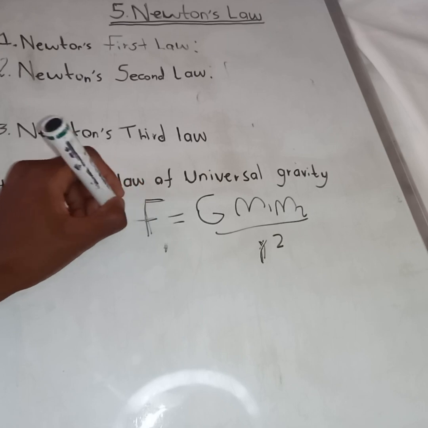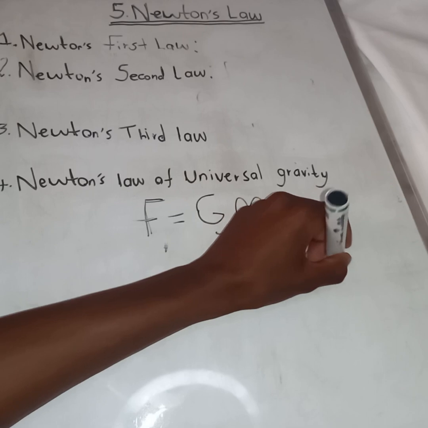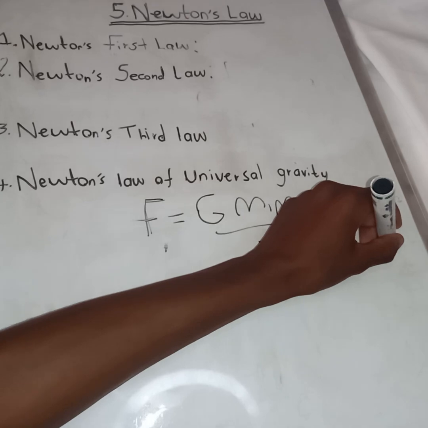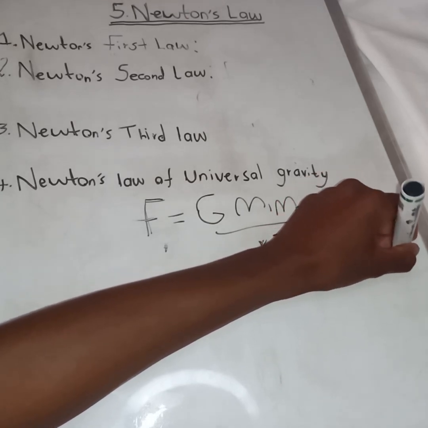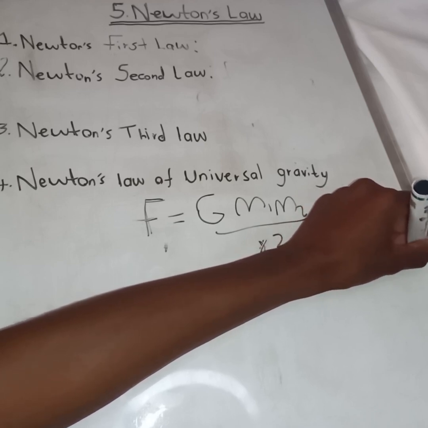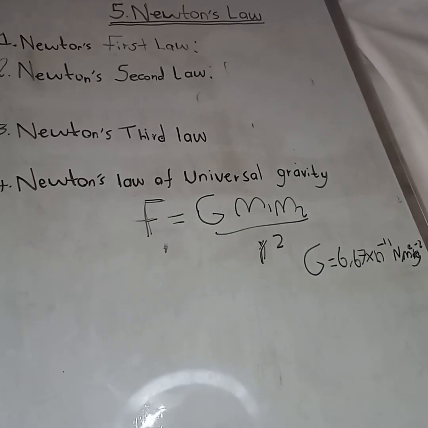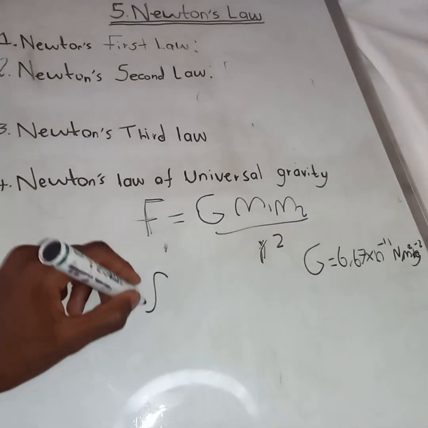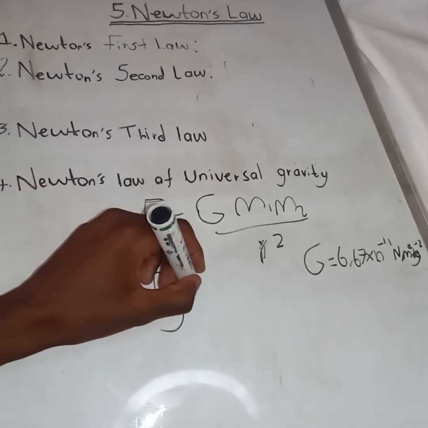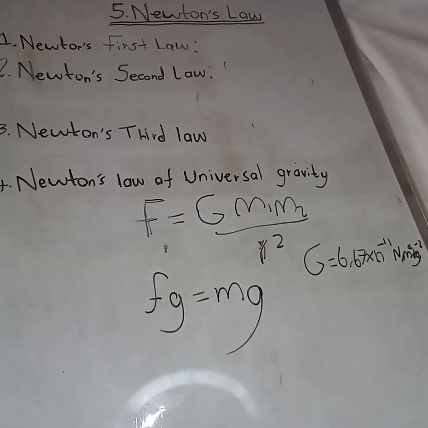So F is the force, and G is the gravitational constant. G is equal to 6.67 times 10 to the power negative 11, with SI unit m squared kg negative 2. Now, another formula that you should familiarize yourself with when dealing with Newton's law of gravity: Fg is equal to mass times gravity.